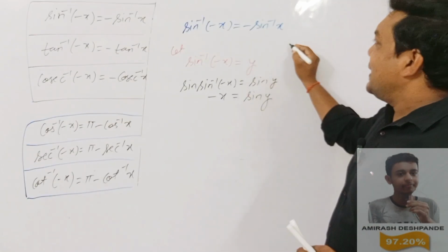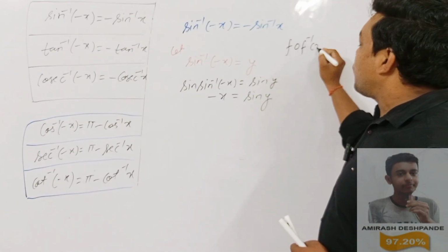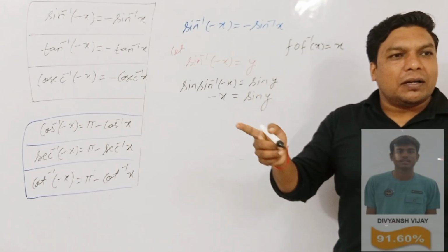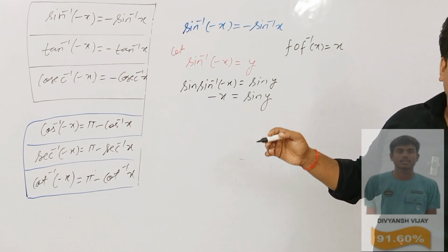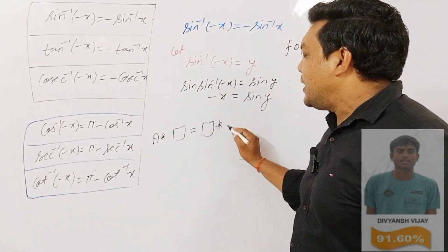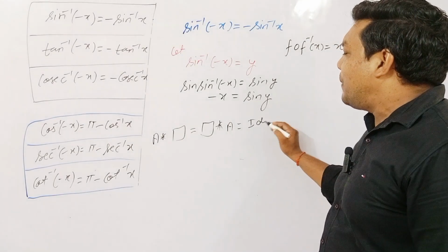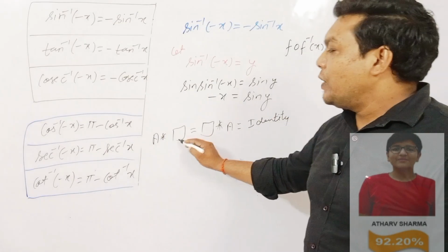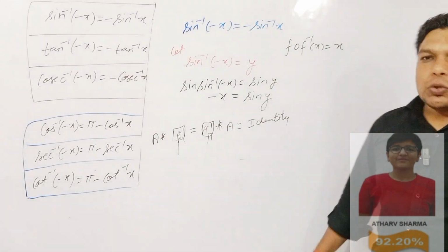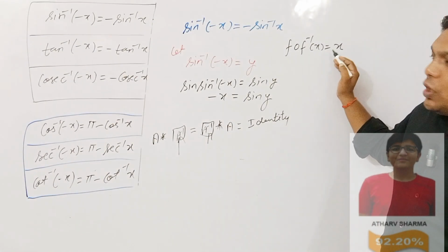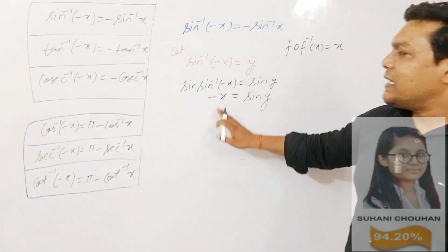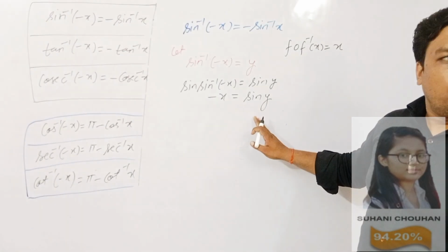And what do we know, what is f of f inverse of x? It is x. If you remember, we studied in matrices, and in 11th also, a asterisk blank box equals blank box asterisk a is equals to the identity element. So what you fill here, that is your inverse. So f of f inverse x is x only. So sine of sine inverse minus x is equals to minus x equals to sine y.